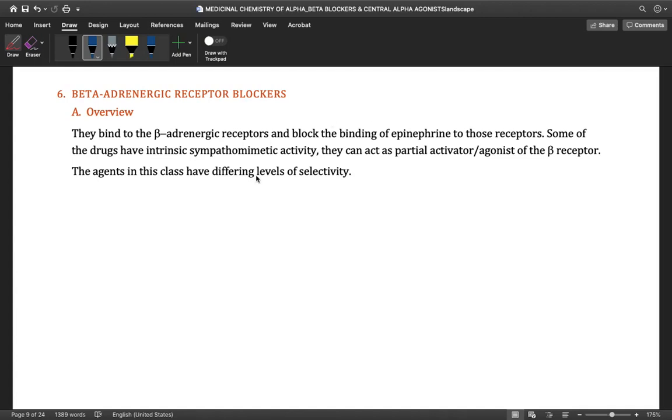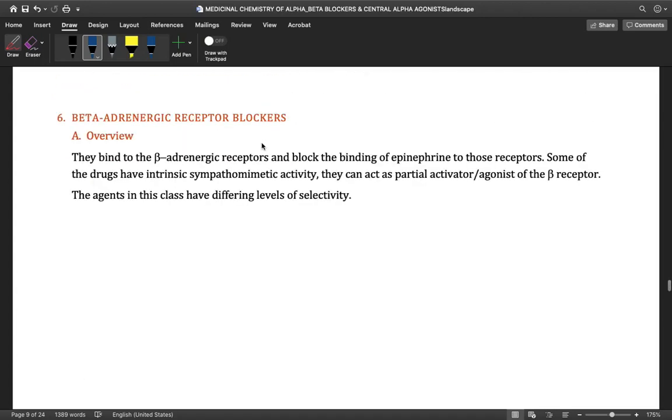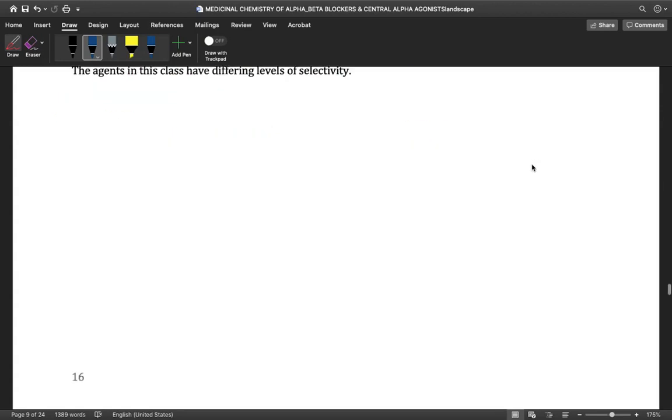Quick overview of these drugs. So the beta-adrenergic receptor blockers are going to block the binding of epinephrine and norepinephrine to the beta-adrenergic receptors. Some of these drugs are very selective for the beta receptors. Others also bind to alpha receptors. And we are going to look at how different classes actually have different selectivity.